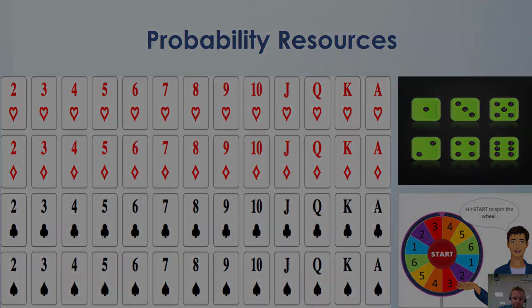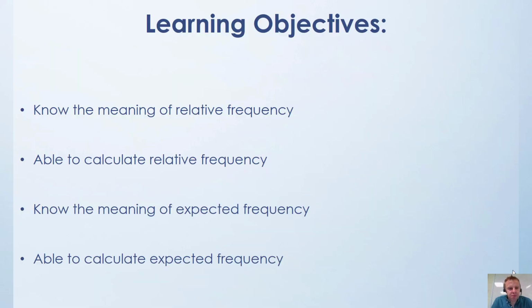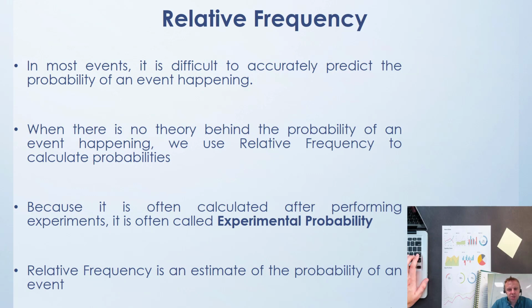probability is about. So the learning objectives for this lesson will be to know the meaning of relative frequency, be able to calculate relative frequency, know the meaning of expected frequency, and finally be able to calculate expected frequency. This brings us to relative frequency.